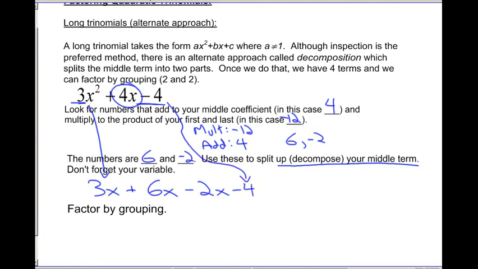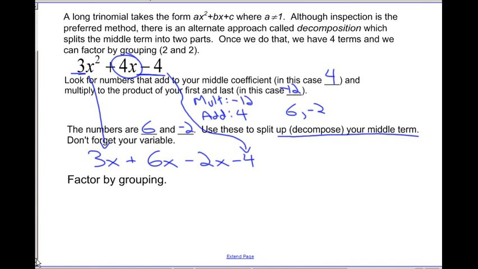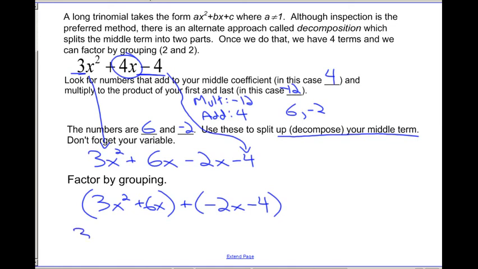Okay, so I've just rewritten that trinomial as 4 terms. And if you'll recall, once you have 4 terms, then we factor by grouping. Sorry, this should have been a 3x squared. So we'll factor by grouping. We get 3x squared plus 6x. That goes in one bracket. Addition between the two brackets to start with. And negative 2x minus 4 goes in the other bracket. Take out a greatest common factor. That'll be 3x in this one, and it'll leave us with x plus 2. It'll be negative 2 in the other bracket, leaves us with x plus 2.